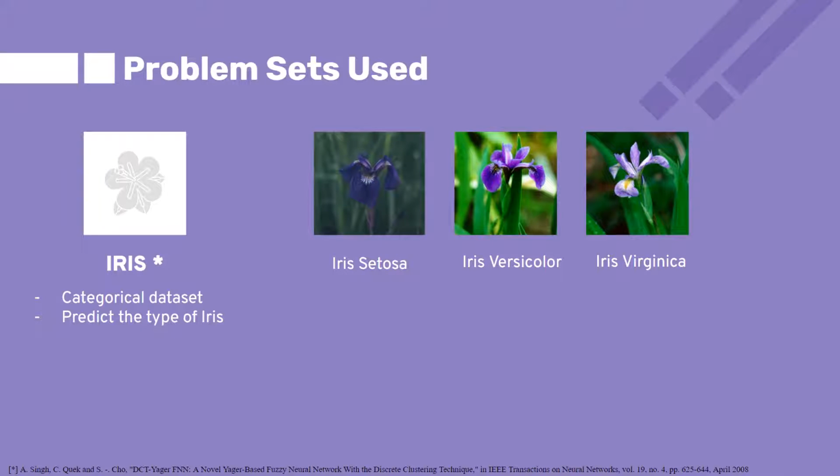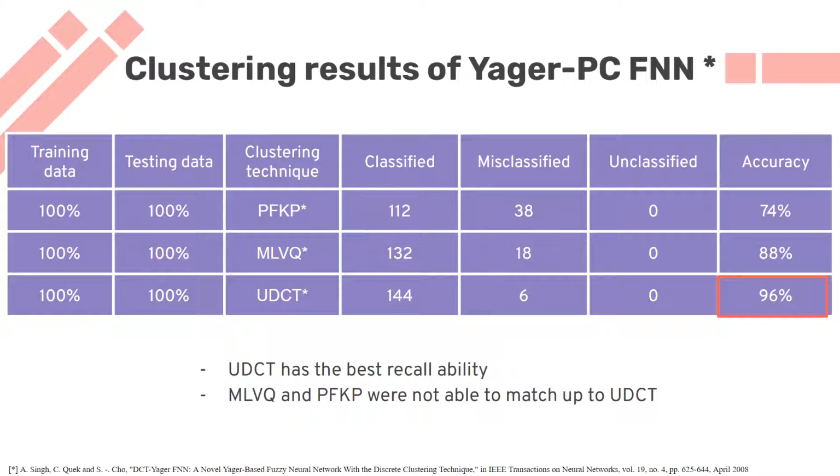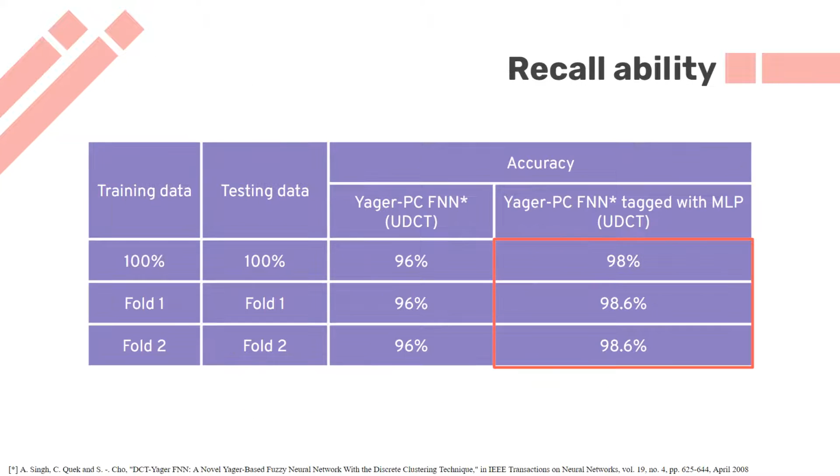Firstly is the iris dataset, which is a categorical dataset. It aims to predict the type of iris with the measurements given. I've tested the various clustering techniques with Jaeger PC-FNN, and the accuracy is as shown. UDCT has the best recall ability, hence we'll be focusing on the results using UDCT throughout the experiments.